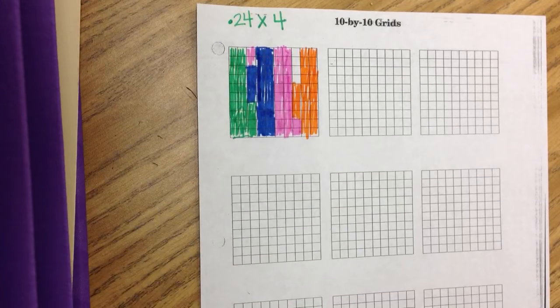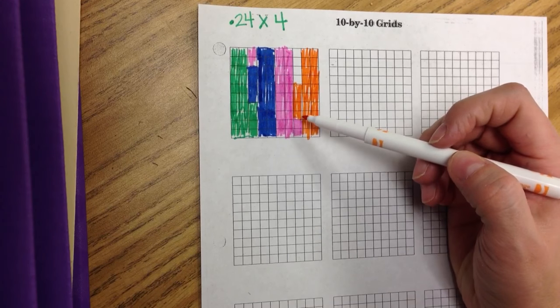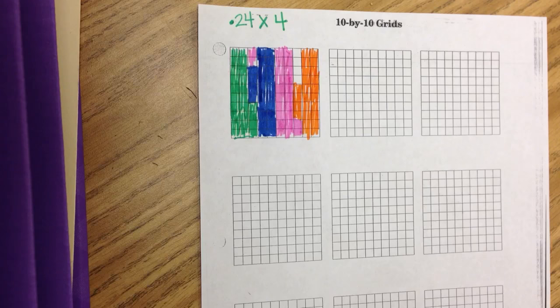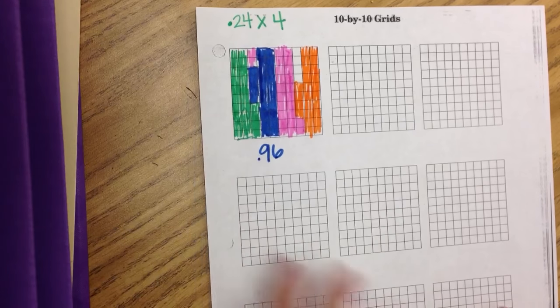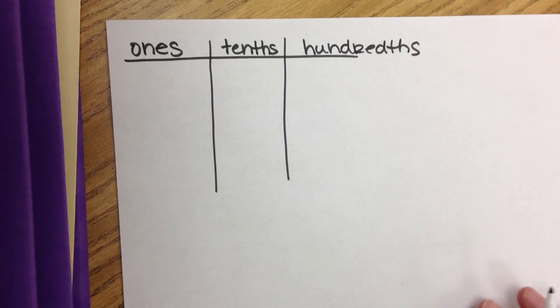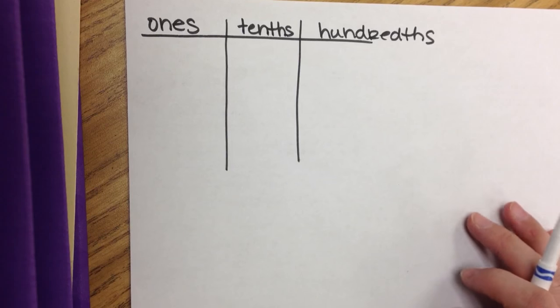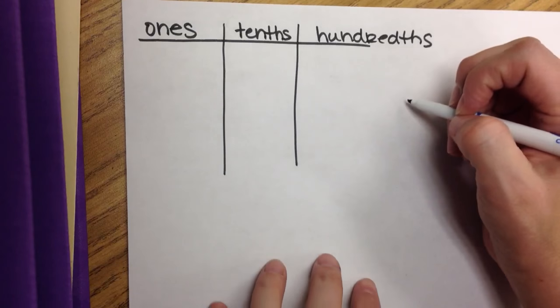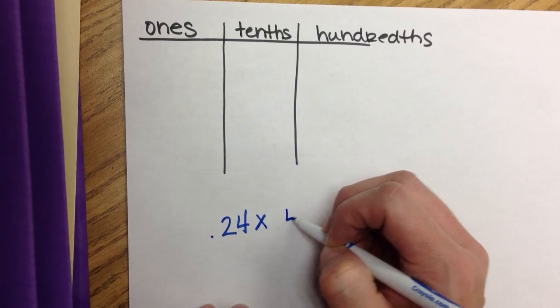So looking at our picture, we can see that 24 hundredths times 4, or 4 groups of 24 hundredths, is equivalent to 96 hundredths. We can also prove that 24 hundredths times 4 is 96 hundredths by using a place value chart. You can either use base 10 blocks, or as we discussed in class, we can use dots to represent each place value. So again, we're going to do 24 hundredths times 4.